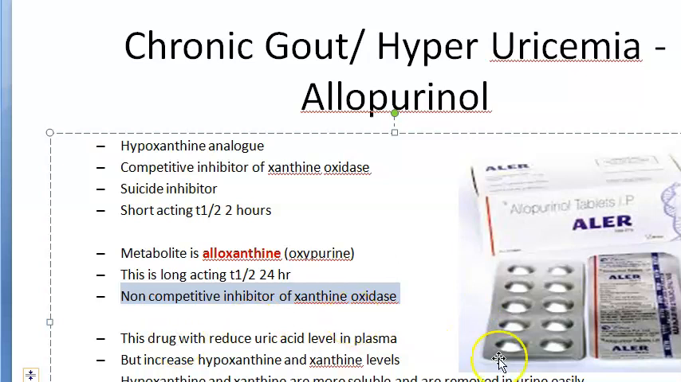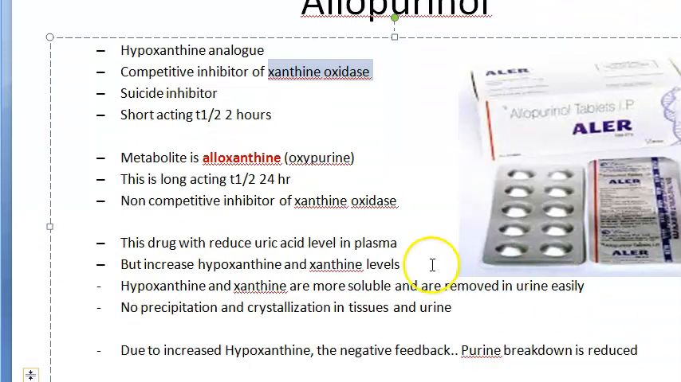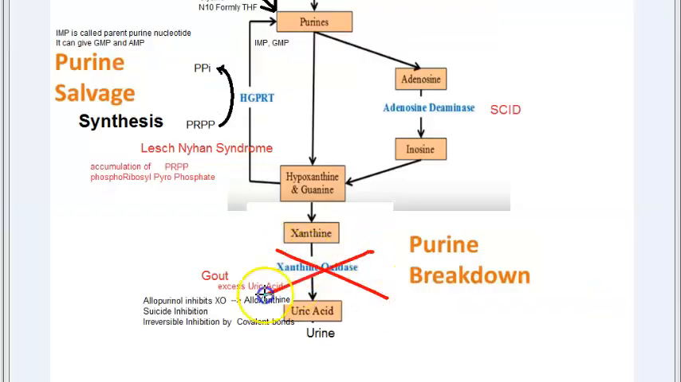So basically, it has both the ways. It is a competitive inhibitor also, then it becomes a non-competitive inhibitor also, but whatever it will inhibit xanthine oxidase, that's all we want, right? Now this drug, what will it do? Now if you look at this diagram, obviously you will understand. It will inhibit the xanthine oxidase, right? Competitively, non-competitively, whatever.